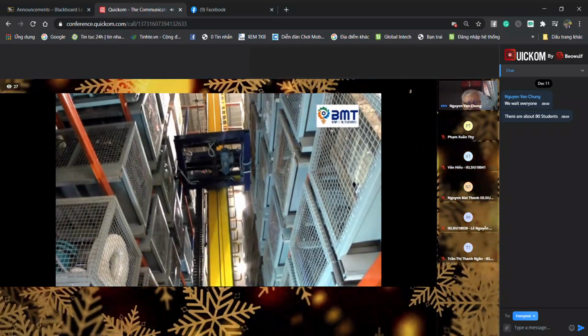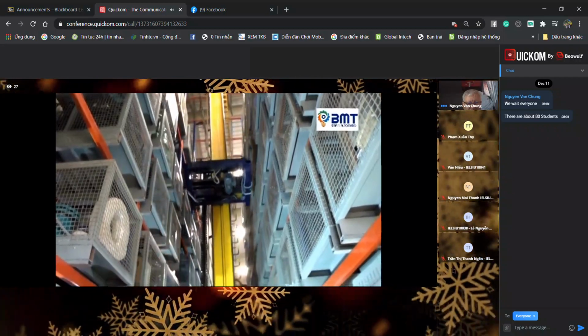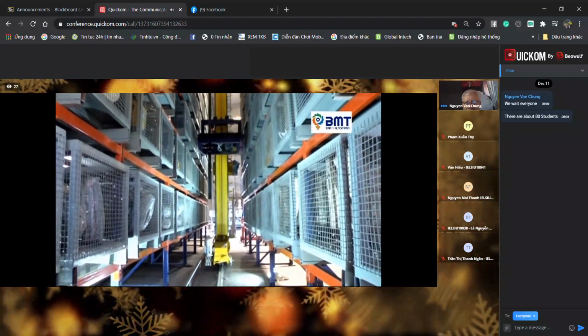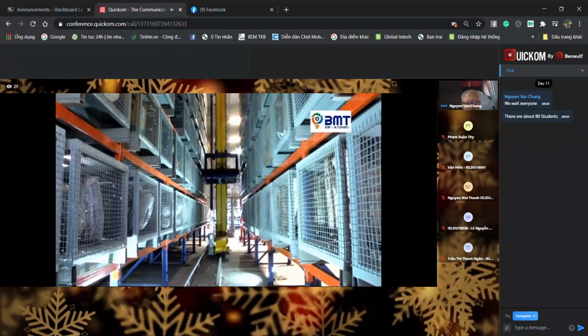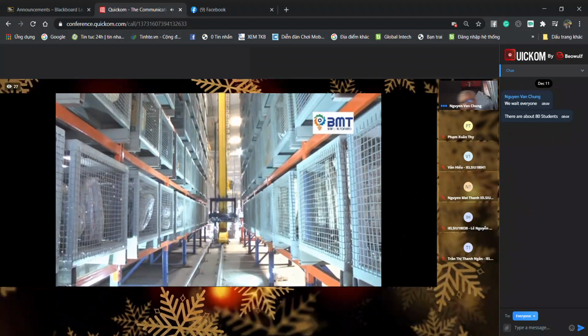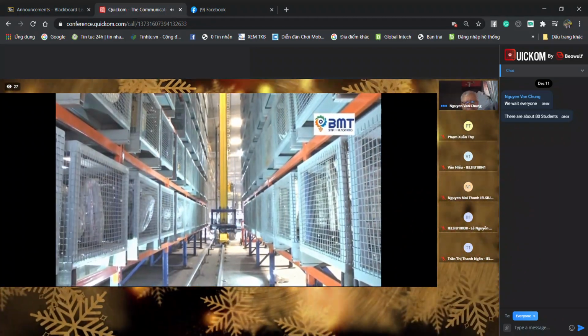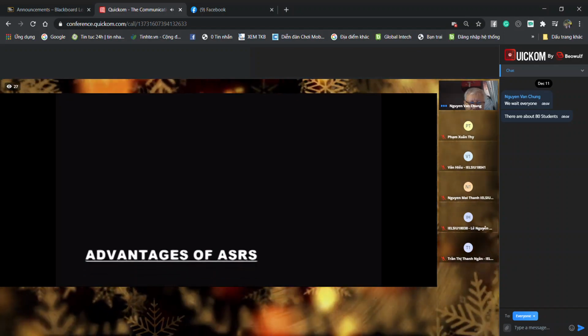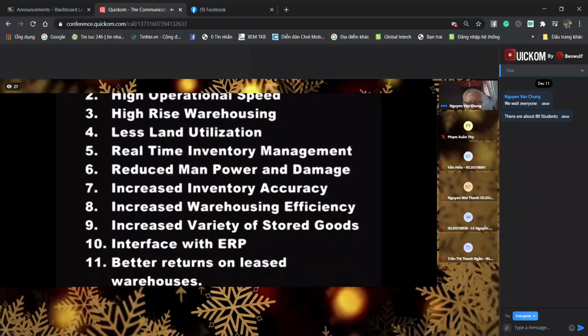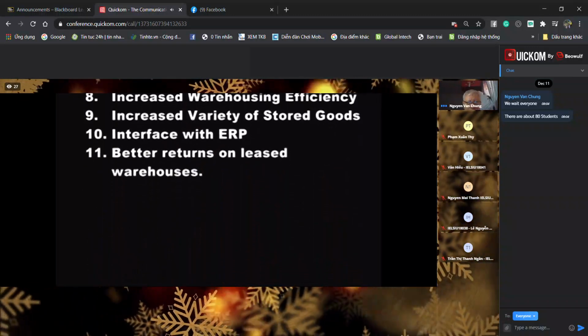Store. So you see the advantage if you use ASRS.